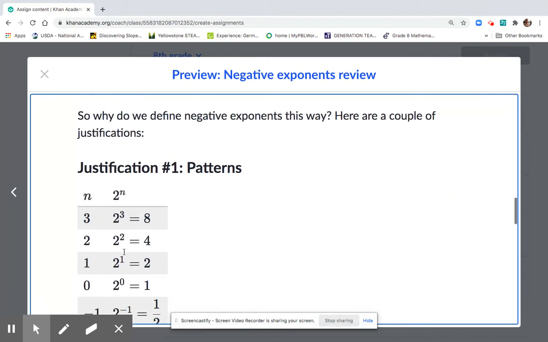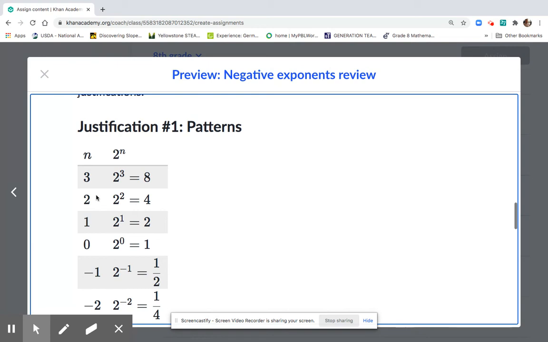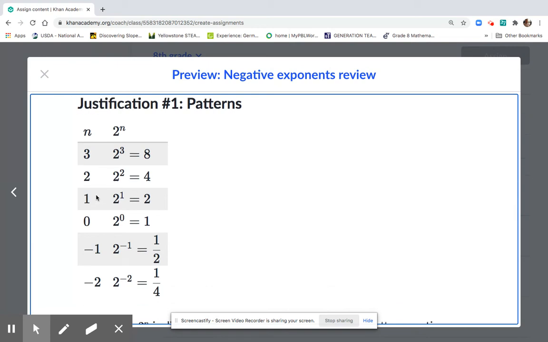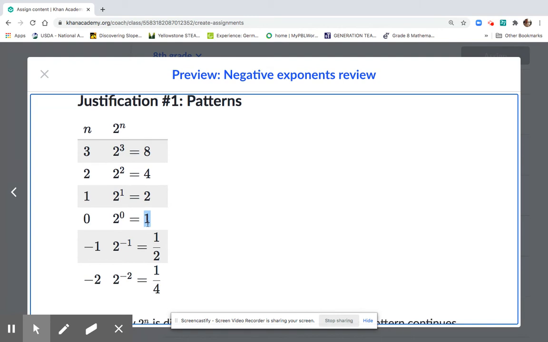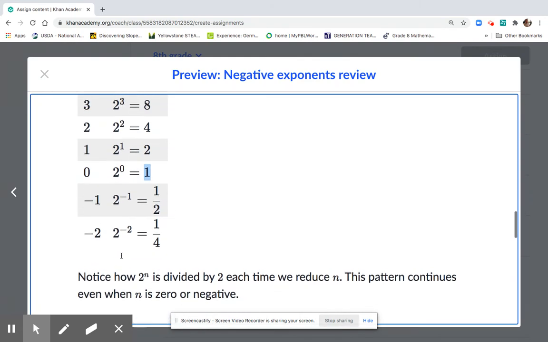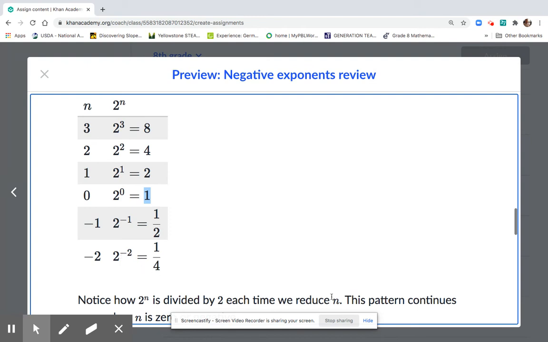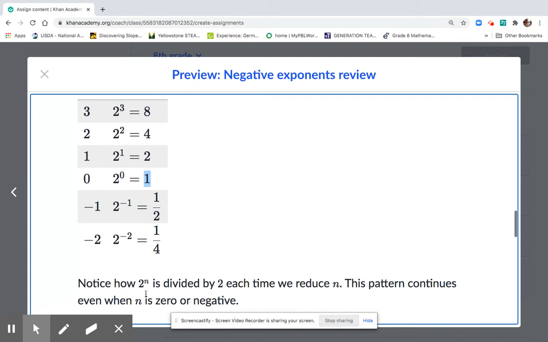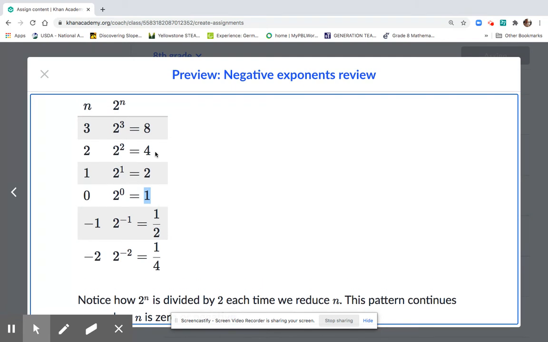All right, so we had looked at powers of 2 in my previous negative exponents video. I had used a table just like this. Notice here, right, anything raised to the first power is just itself, right? Anything to the 0th power would come out to be 1, right? And in that previous video on negative exponents, I talked about 2 to the negative 1 is 1/2, and 2 to the negative 2 is 1/4, right? Notice how 2 to the n is divided by 2 each time we reduce n. This pattern continues even when n is 0 or negative, right? So 8 divided by 2 is 4, 4 divided by 2 is 2. That continues, right?